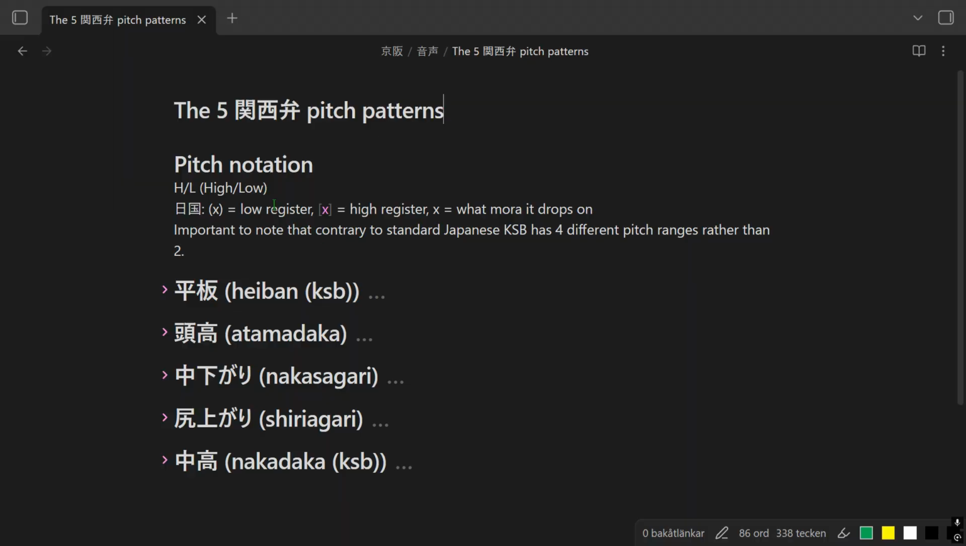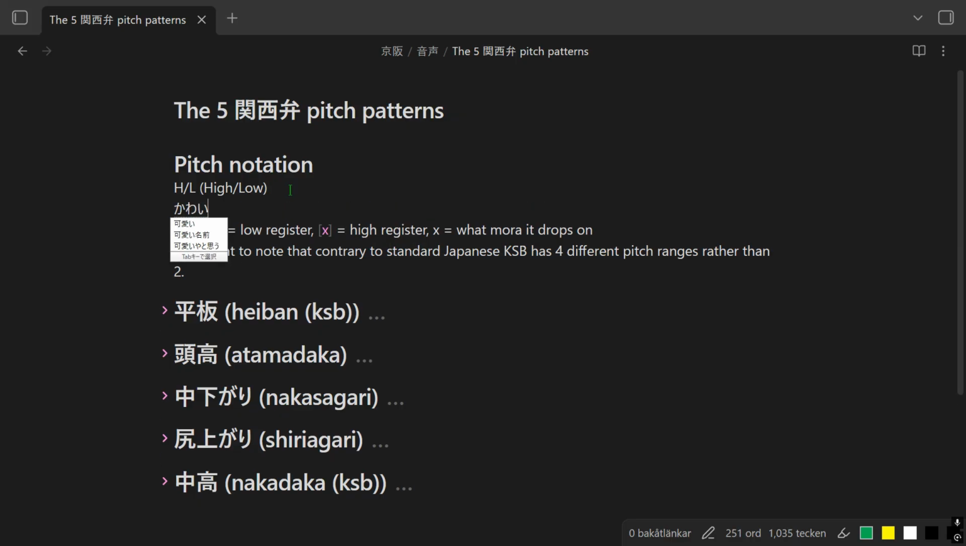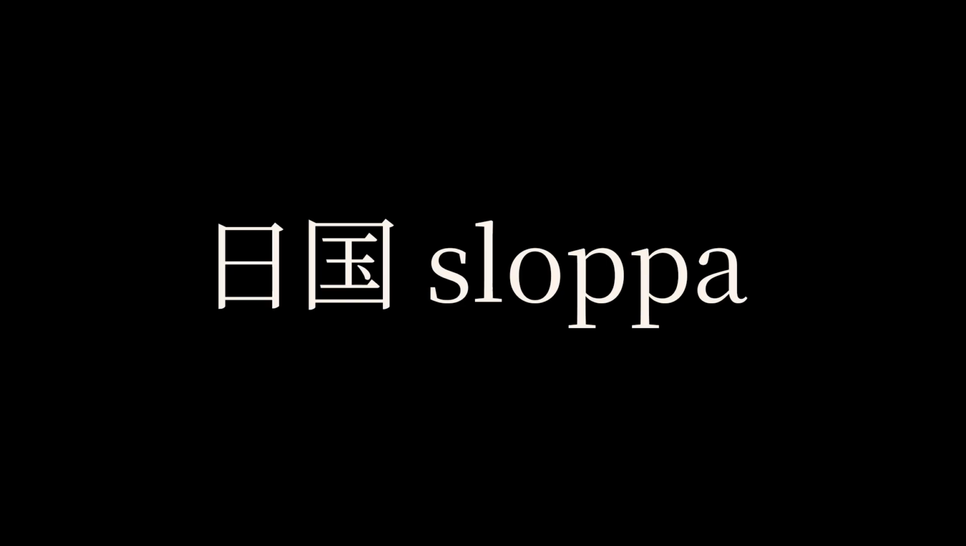Pitch notation is pretty simple. There's 2 main systems that you work with. A lot of the time you'll notate things with an H or an L, indicating high or low. So for example, a word like kawaii would be notated high, high, low, low in Kansai Ben, because the first mora is high, the second mora is high, then the third mora is low, and the last mora is low.